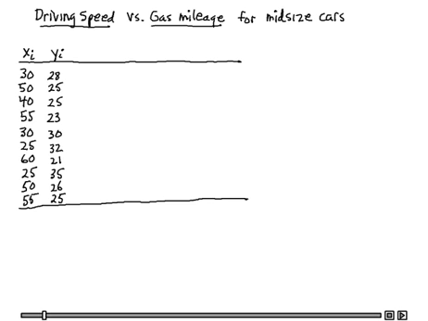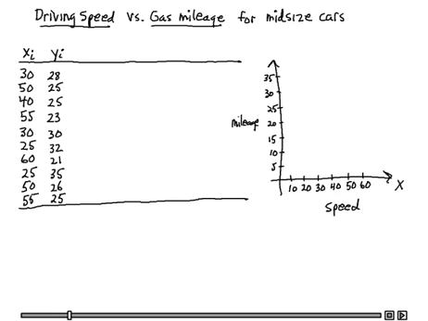If you look at the data set there, for example, the very first one, at a driving speed of 30 miles an hour, the gasoline mileage is 28 miles per gallon. The second data point, when you run a mid-sized car at 50 miles an hour, the gasoline mileage is 25 miles per gallon, and so on. What I'm going to do first is just graph these points in an XY coordinate system.